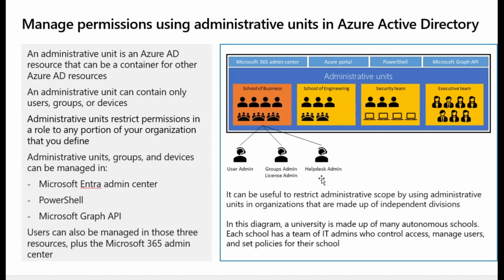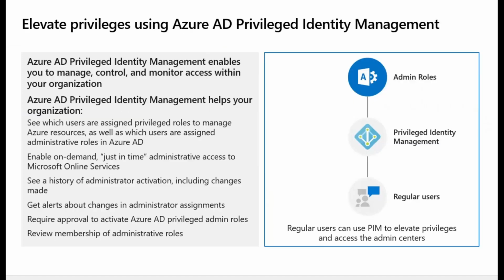It can be useful to restrict administrative scope by using administrative units in organizations that are made up of independent divisions. In this diagram, a university is made up of many autonomous schools. Each school has a team of IT admins who control access, manage users, and set policies for their school. So this is one of the examples we have.